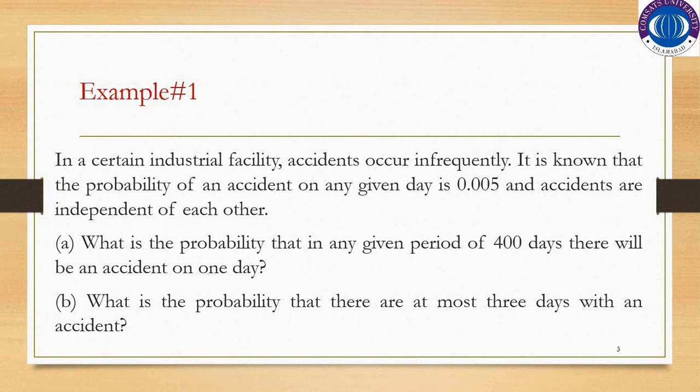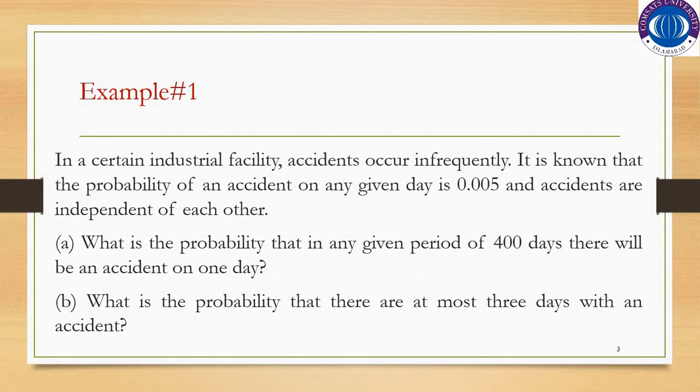Example number 1. In a certain industrial facility, accidents occur infrequently. It is known that the probability of an accident on any given day is 0.005 and accidents are independent of each other. What is the probability that in any given period of 400 days there will be an accident on one day?